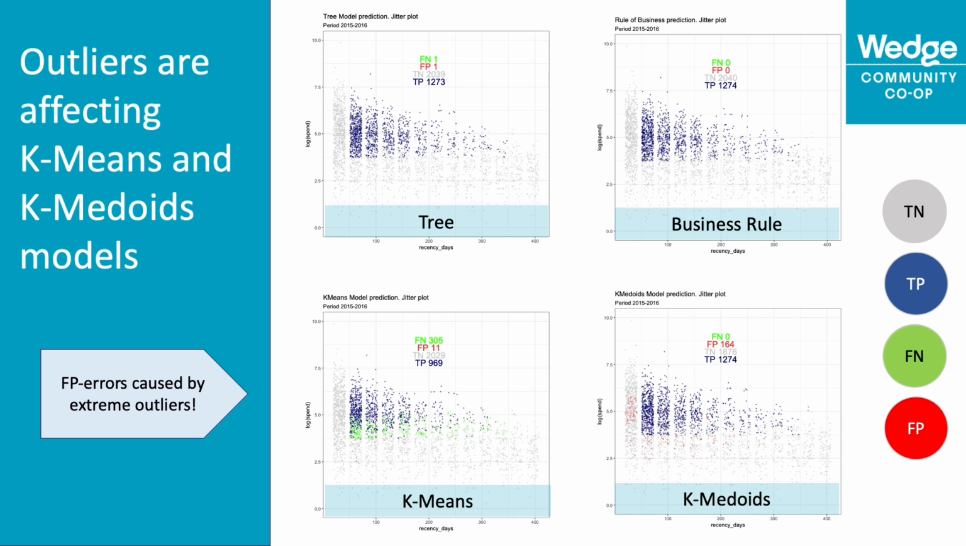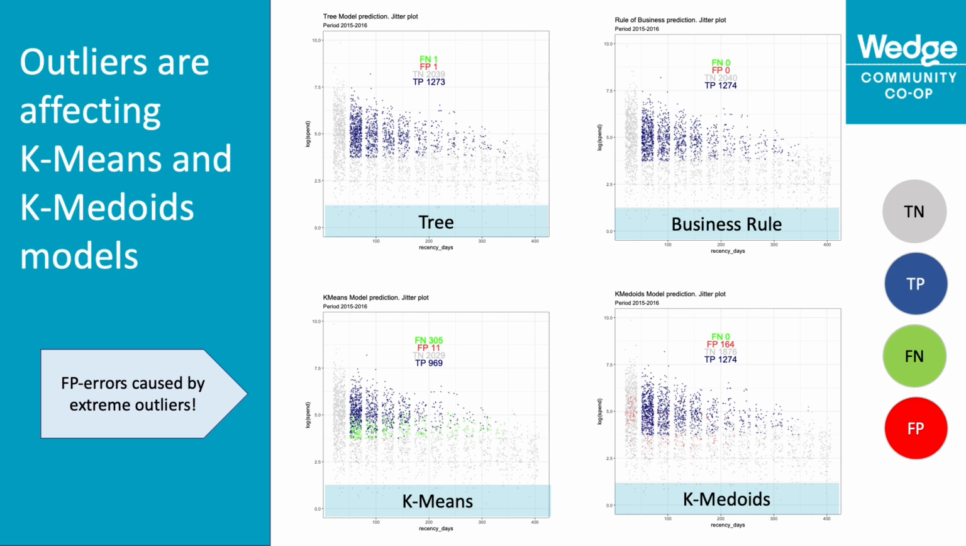In those graphs, we plot true negatives as gray points, true positives as blue points, false negatives as green points, and false positives as red points. In the case of the tree, we can see that it performs really well, having only one false negative and one false positive. The business rule, not surprisingly, performs perfectly.